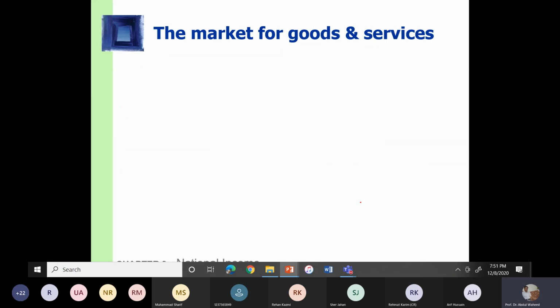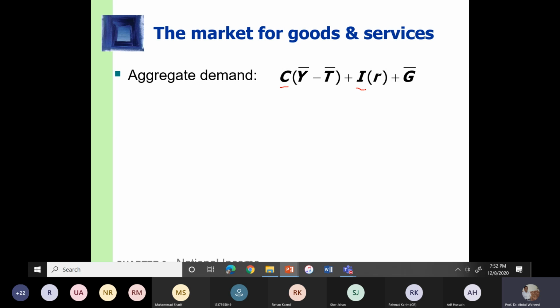Then we have to discuss about the market for goods and services. So this is the aggregate demand. This is the consumption. तो हमारे को देखें consumption expenditure है, investment expenditure है, ये government expenditure है, and consumption is a function of disposable income. Investment is a function of real interest rate, and then government expenditure is. So this is the aggregate demand.